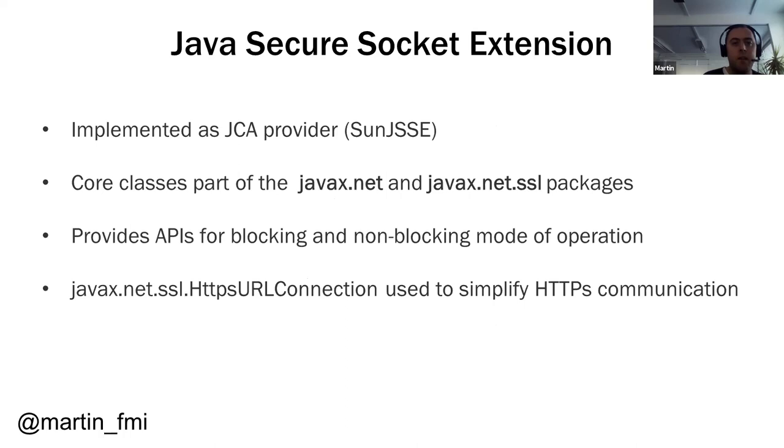Now, as we mentioned, the TLS implementation in the JDK is a part of the Java Secure Socket Extension API, and there is a default provider for the JSSE API, which is called SunJSSE, the Sun Java Secure Socket Extension. The core classes are part of the javax.net and javax.net.ssl packages, and there are two modes of operation. There is a blocking mode of operation, which is the more popular one, and a non-blocking mode of operation, which is more complex, but provides an asynchronous way of secure communication between the client and the server. And there is also the HttpsURLConnection, which is used to simplify TLS communication between HTTP endpoints.